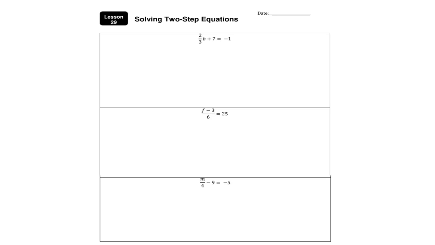So let's take a look at this first one. You may notice the fraction in the front. The fraction coefficient is going to be treated a little bit differently. We can do two different techniques to get rid of that 2/3 in order to isolate our b. I'm going to do that one first for you, starting with the first step.